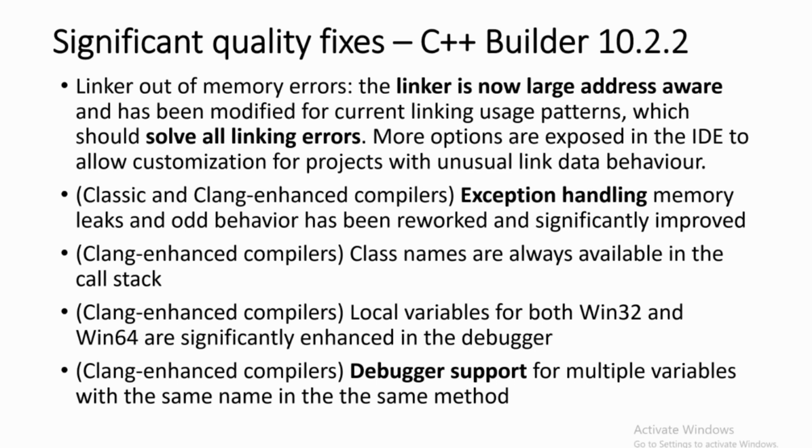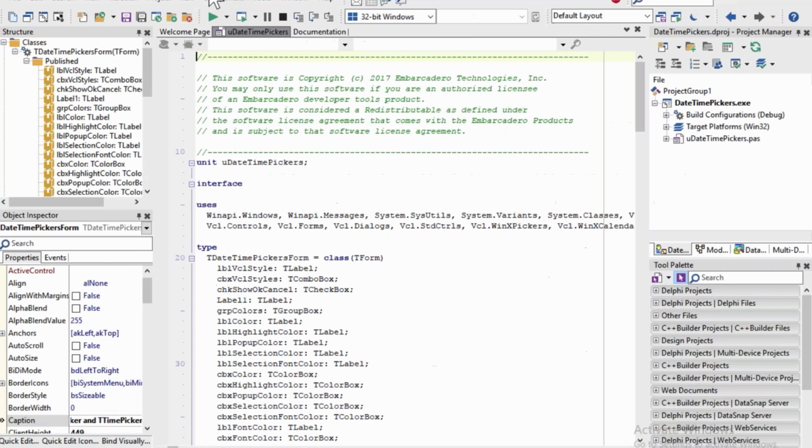So for example, for performance, if you compare a Windows 32-bit app using the classic Borland compiler, the BCC32, compared with using the new enhanced Clang compiler, the BCC32C, you may see twice as fast performance. So let's take a look at a classic compiler versus a Clang compiler performance example. So let me go back into the IDE.